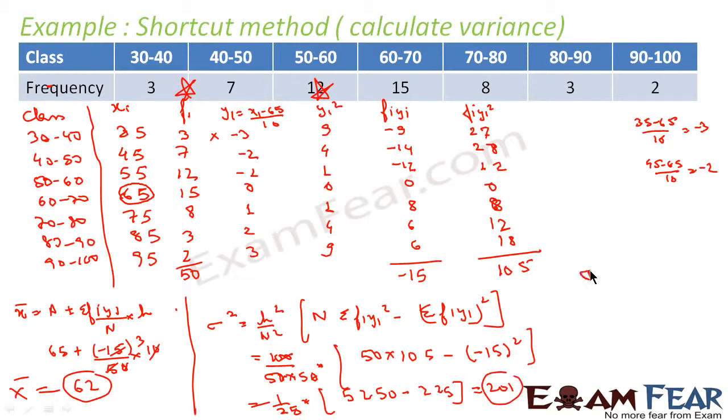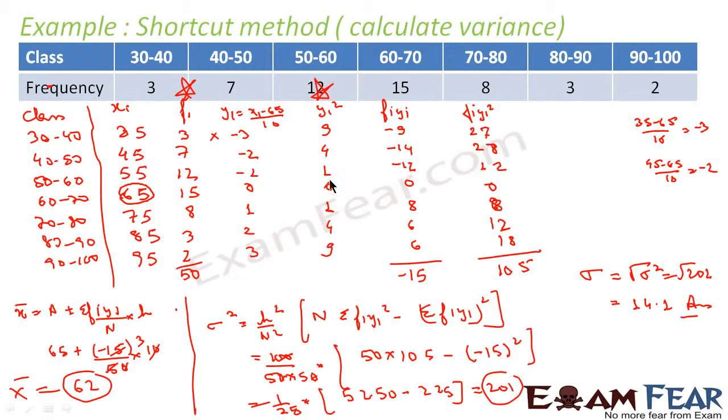Thus, the standard deviation is the root of variance, correct? That is root of 201. So it is nothing but 14.1, and that is the answer. So the standard deviation is 14.1 and the variance is 201.